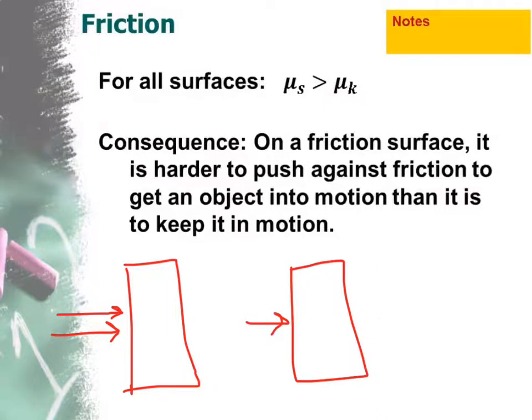You don't need to apply as much force to overcome the friction force, because then the friction force is equal to mu k times the normal force. That is the force it's resisting, pushing back. Whereas here, we have a bigger force pushing back, mu static times the normal force. So it's a larger force that you have to overcome in order to set it into motion.